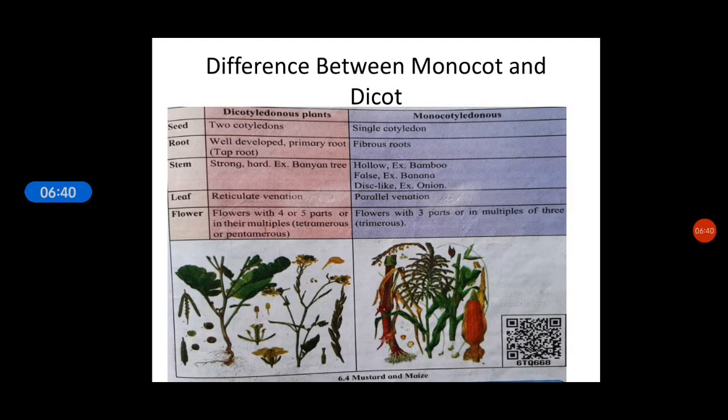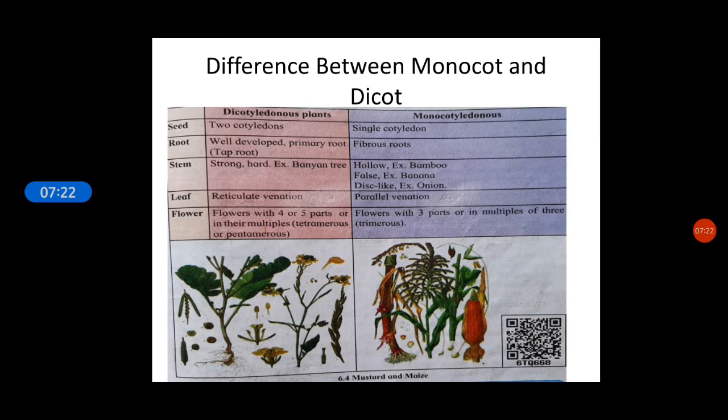What are the distinguishing points? Let us see. Dicotyledonous plants have seeds with two cotyledons, while monocots have single cotyledonous seeds. The roots of dicotyledonous plants are well developed primary roots, which are also called taproots, while in monocots, the roots are fibrous roots. In dicots, the stem is strong and hard, example banyan tree. The stem in monocots is hollow, example bamboo, or false, example banana, or maybe disc-like, example onion.